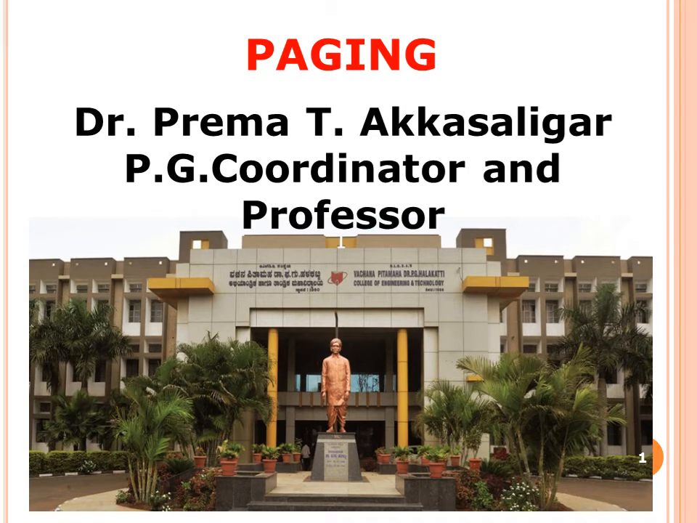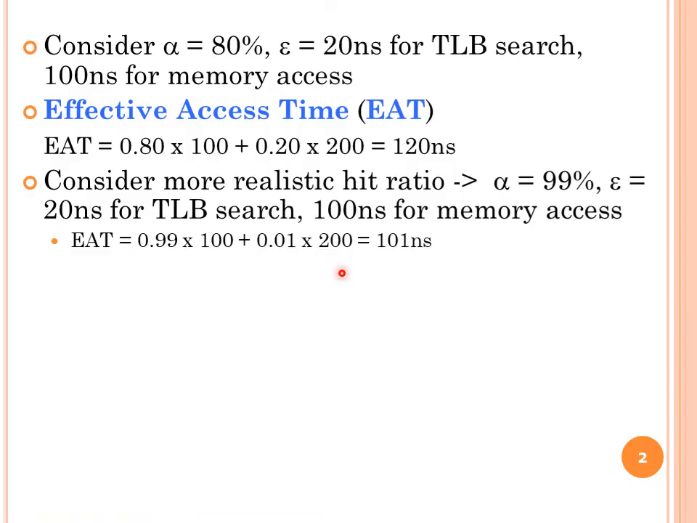Welcome back, students. Now we'll consider the remaining part of the paging technique here. So as discussed in the previous video, we have calculated effective access time for another example. Consider a hit ratio alpha equal to 99% and epsilon equal to 20 nanosecond for TLB search.